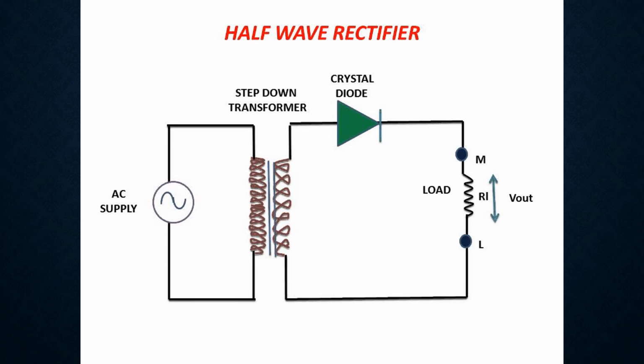So this is the half wave rectifier diagram where there is a crystal diode present and there is an AC supply, which is the source.